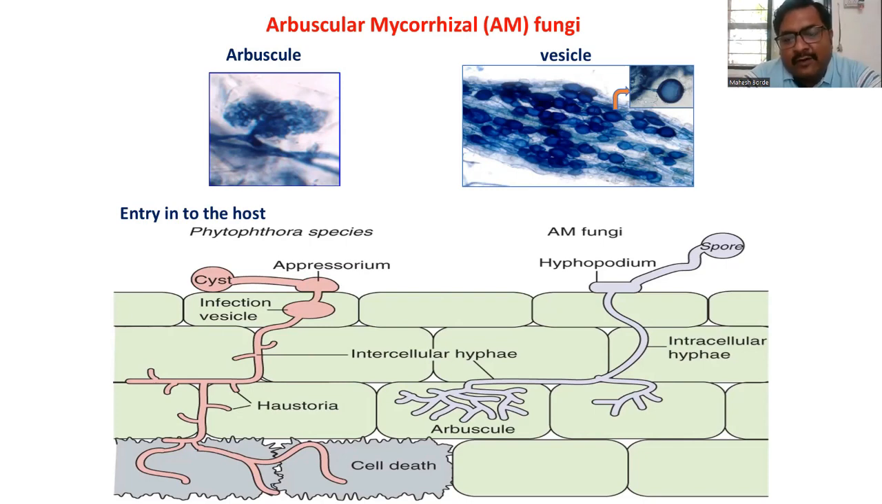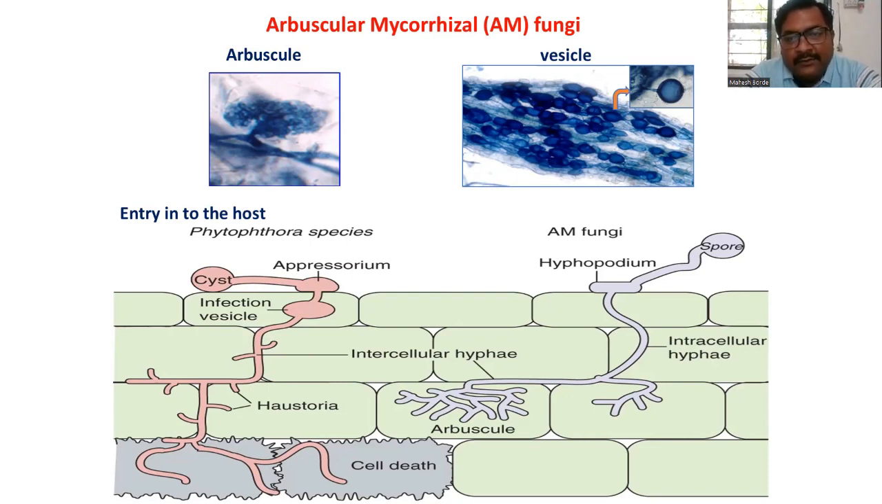Previously, these were called vesicular arbuscular mycorrhizal fungi. But later, there was some ambiguity. Some fungi produce only arbuscule, some fungi only produce vesicle, some fungi produce both arbuscule and vesicle. And that's why they were later given the name arbuscular mycorrhizal fungi.